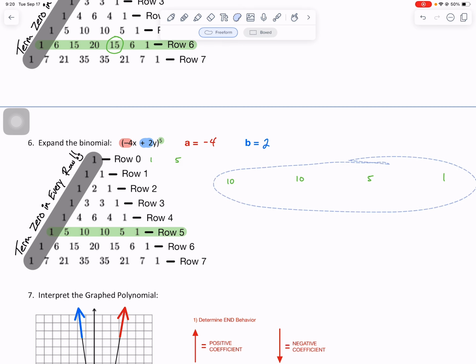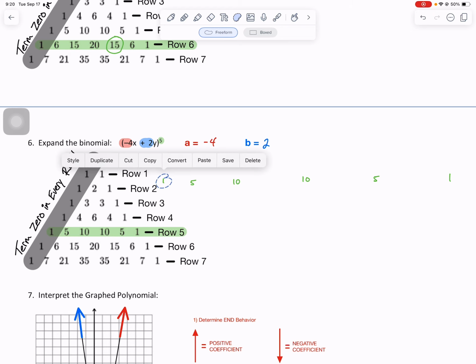Oh, goodness. I'm running out of real estate. I do not like that, but I also don't want it too close to the top. All right, hopefully this works for us, okay?